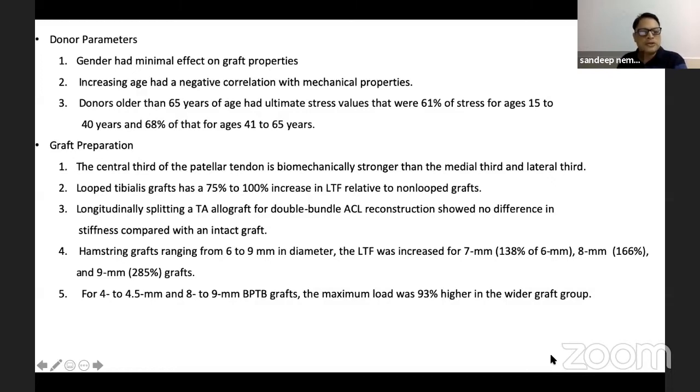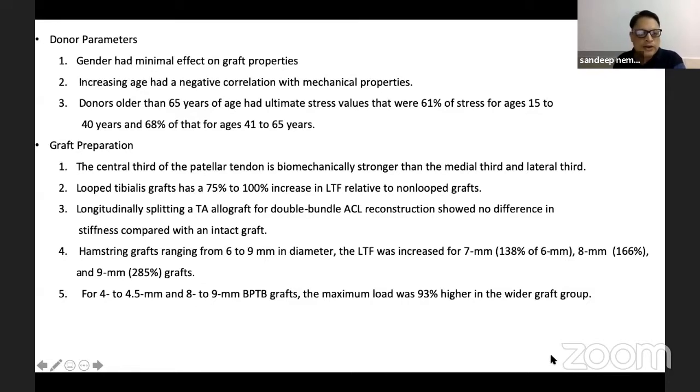Then graft preparation. The central third of the patellar tendon is biomechanically stronger than the medial third and the lateral third. A looped tibialis anterior graft has a 75 to 100% increase in load to failure relative to a non-looped graft, and longitudinally splitting a tibialis and a tendo-Achilles allograft for double bundle ACL reconstruction showed no difference in stiffness compared to that of the intact graft.